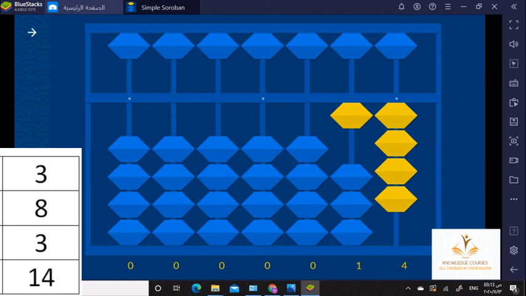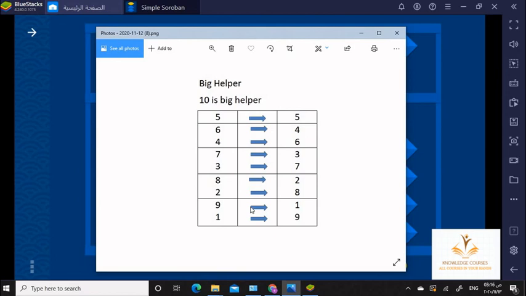Okay, we studied in the previous sessions representing numbers on the abacus, representing big numbers on the abacus, adding numbers on the abacus, subtracting numbers on the abacus, the small helper to represent numbers on the abacus, and we study now the big helper.